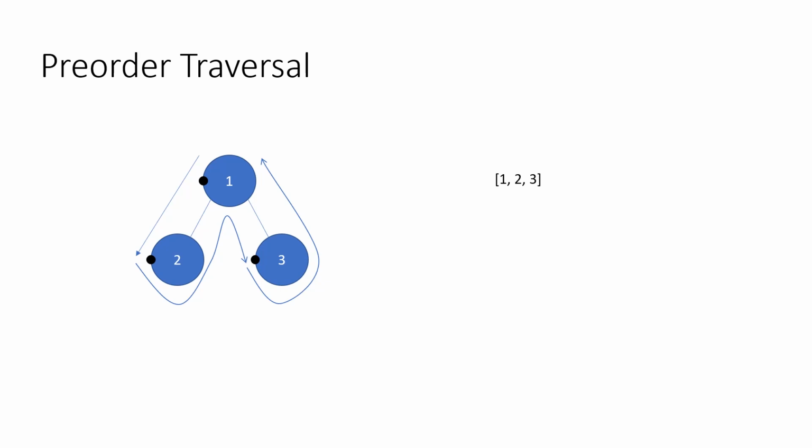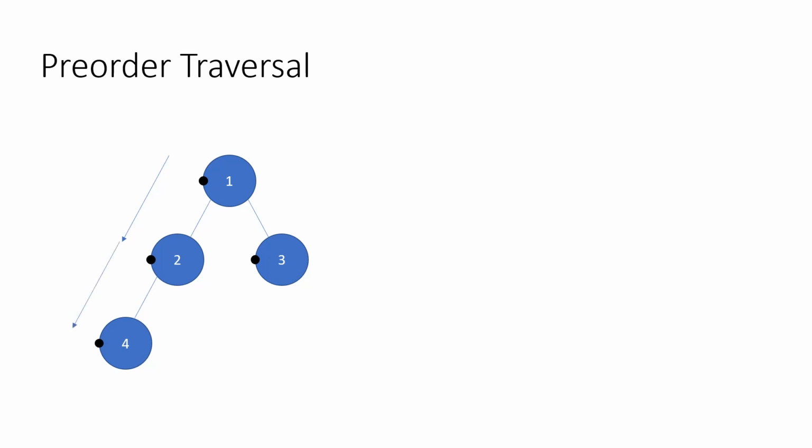Now let's say we have one more node, 4, which is the child of 2, and we want to find the pre-order traversal of this binary tree. Again we add the black dots on the left side of each of the nodes and start our traversal. First we find the black dot of 1, then the black dot of 2, then the black dot of 4, then the black dot of 3, and in our final traversal we do not find any of the black dots. So as per this, our pre-order traversal will be 1, 2, 4, and 3.